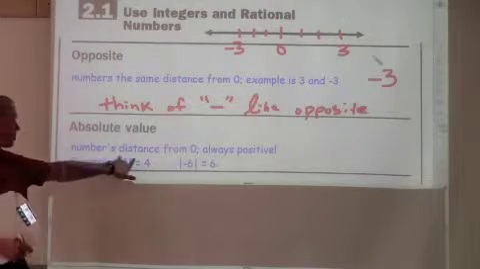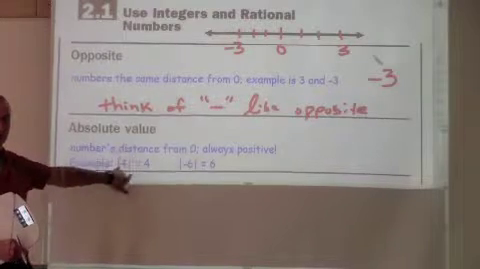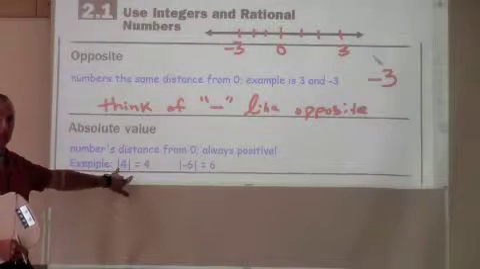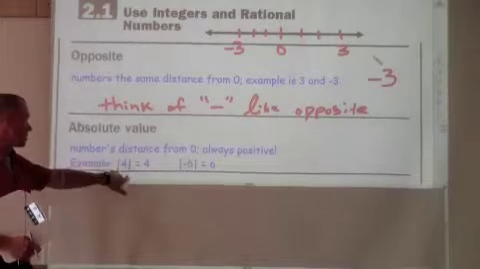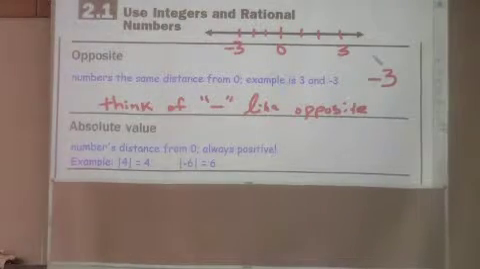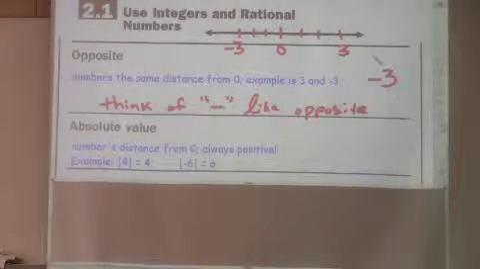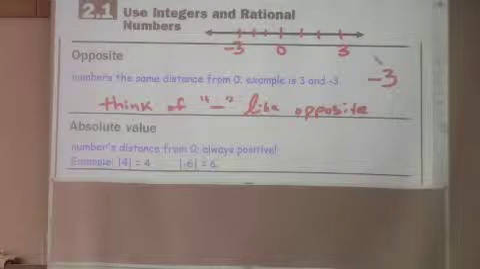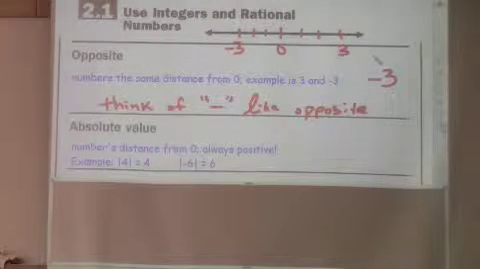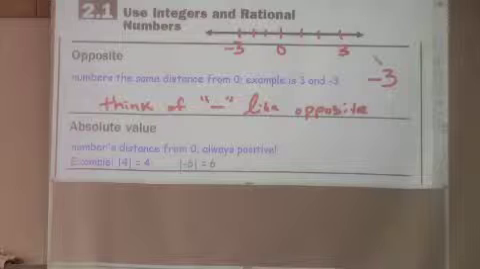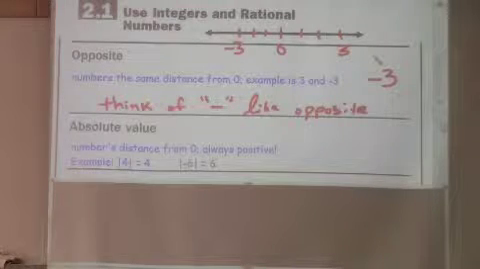And what do these two vertical bars mean? What's the absolute value symbol? That's the absolute value symbol. Two vertical bars surrounding a number, that's our absolute value symbol. So the absolute value of 4, well, 4 is 4 away from 0. Absolute value of negative 6, well, how far away from 0 is negative 6? It's 6 away.